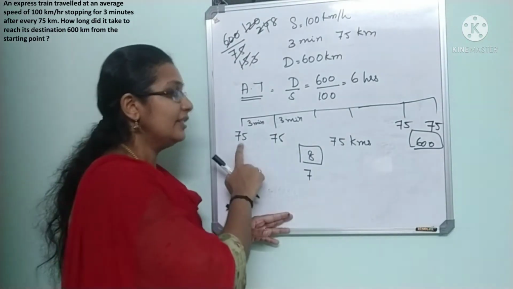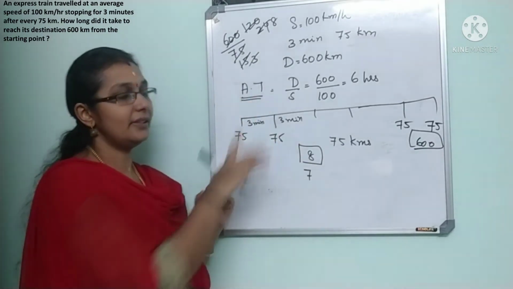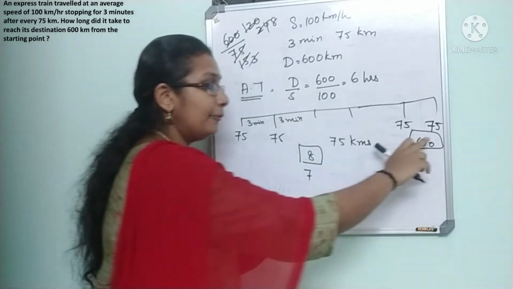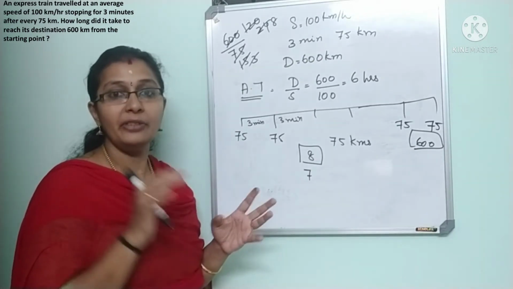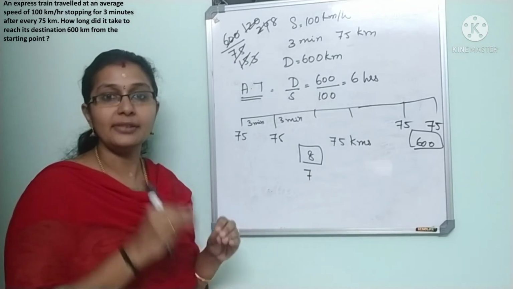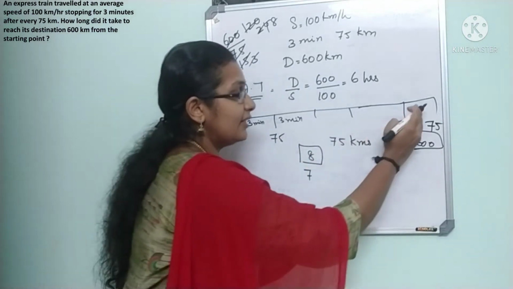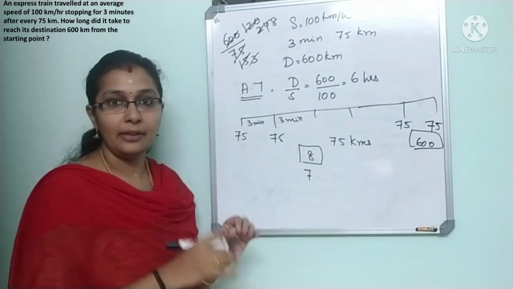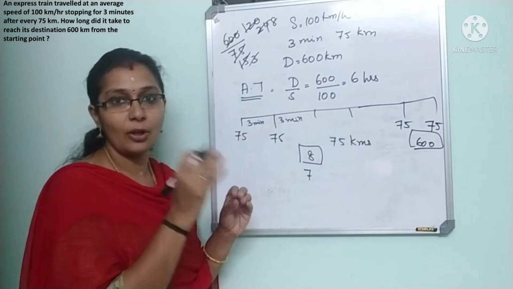Clear with the concept? See, totally there are 8 stops in the 600, but after the last 75 kilometers, if it takes a break or not, we won't consider, because it is completing 600 kilometers, which is our total distance. Clear? So that is why we will consider only up to 525 kilometers. That means there is a 7 stoppage timing.